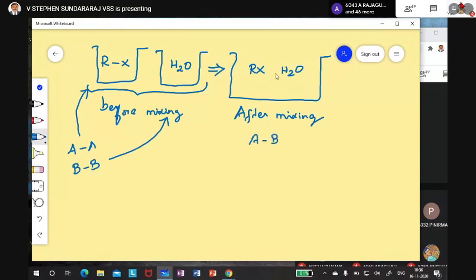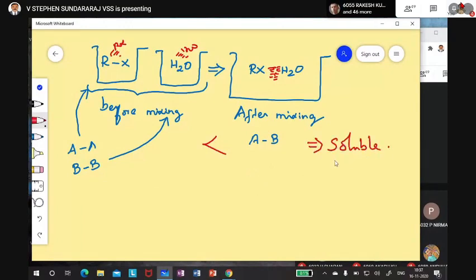So here the interaction is RX versus water interaction. Here is water versus one more water molecule, and here RX versus RX, because they are pure substances, right? But here this attraction should be stronger. Then we can say soluble.